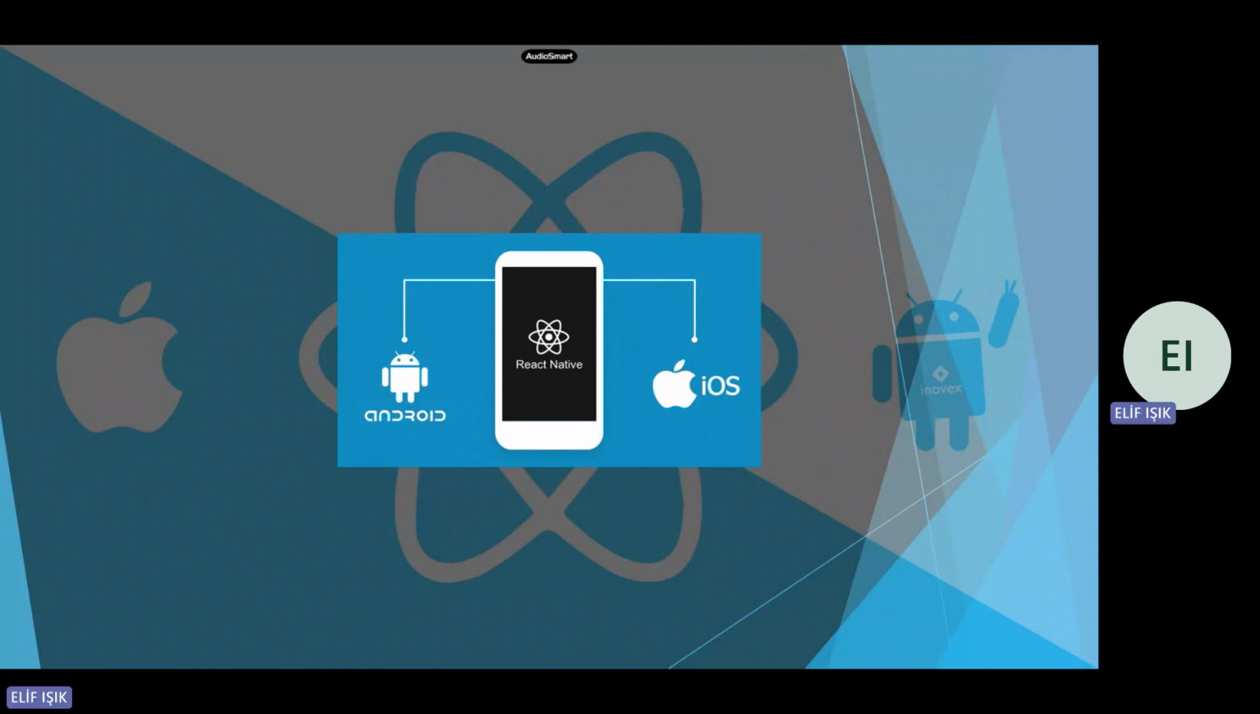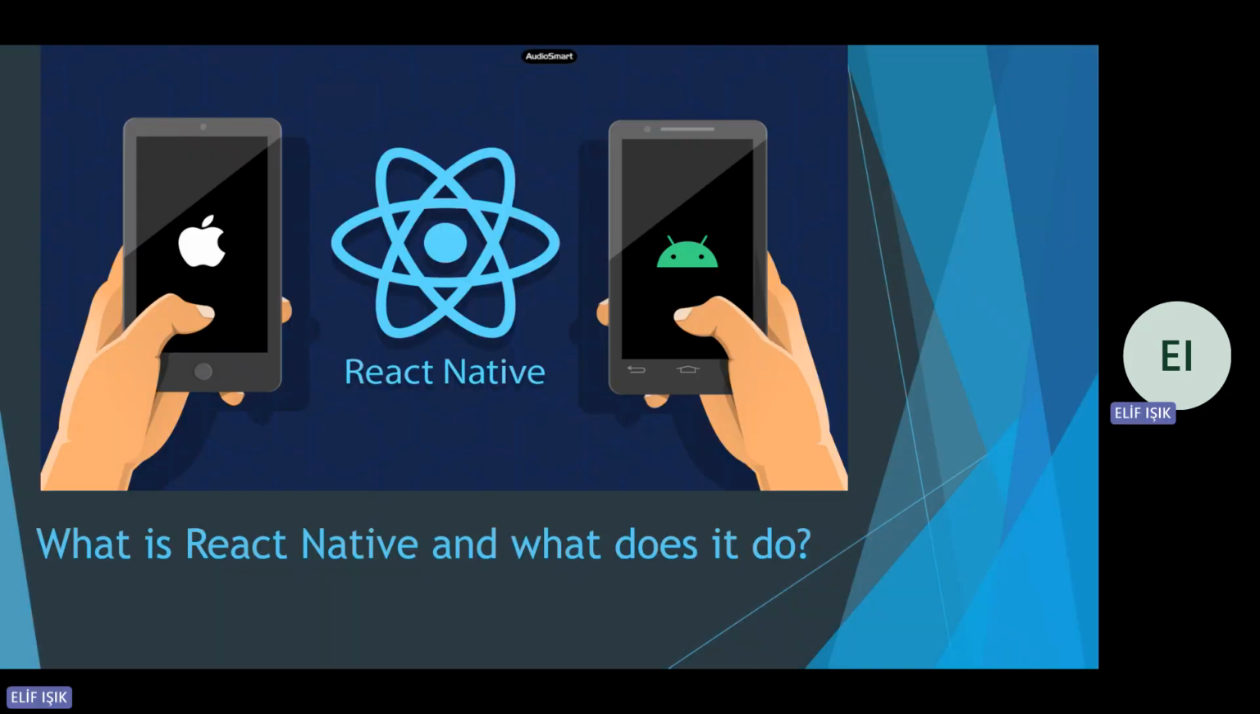Hello everyone, today I will present you a tutorial with general information about React Native. What is React Native and what does it do? React Native is an open source mobile application framework developed by Facebook. It's used to develop performance applications quickly on mobile platforms such as iOS and Android using JavaScript and React technologies.